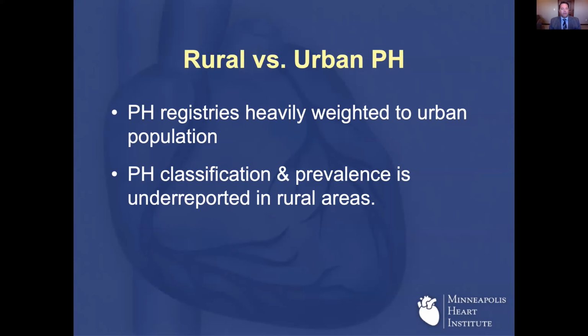And so with that, we raised a couple of questions, looking at PH registries historically that are heavily weighted to urban populations across both the United States and Europe, and then looking at the classification and prevalence in rural areas and suspecting that the PH is likely underreported.